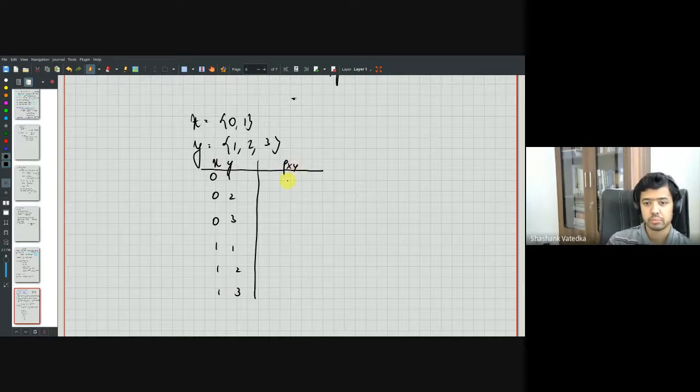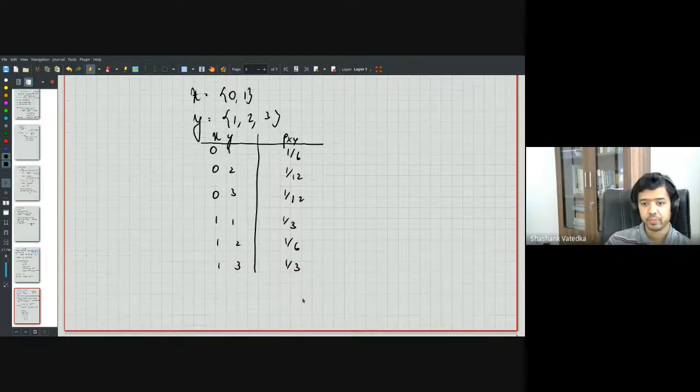So take a joint distribution P_XY. Fill in something, whatever: 1/6, 1/12, 1/12, say 1/3. So how much is it now? 1/6, 1/6, 1/3. Okay, so this is a valid PMF.